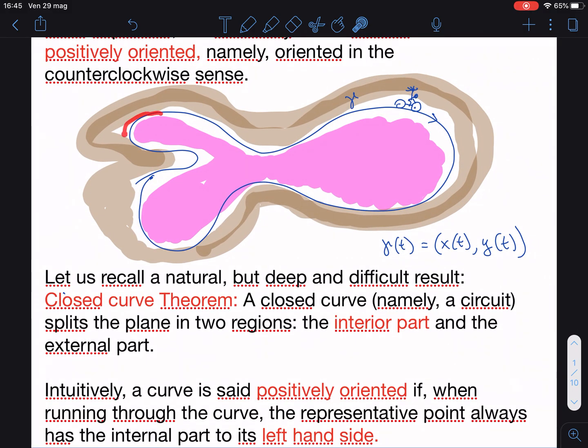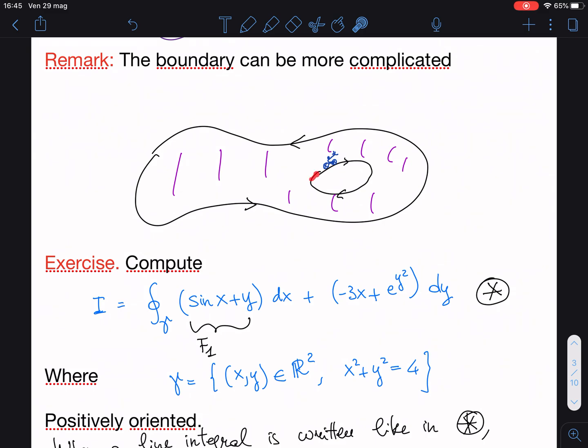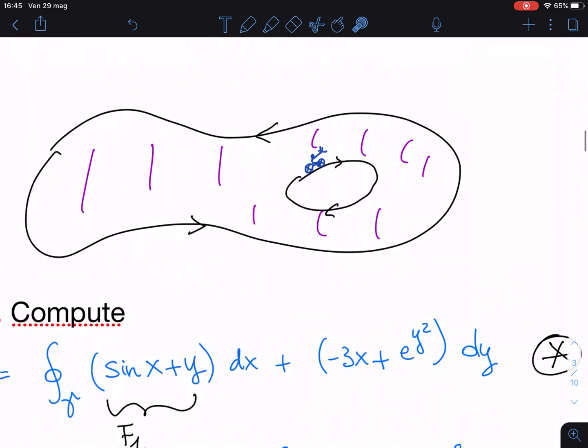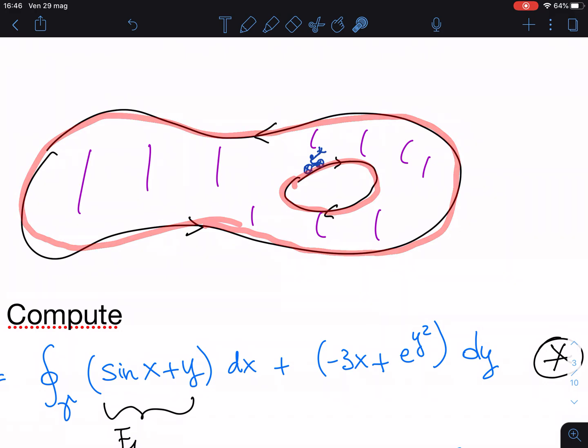This means if the region has no holes, you are running on this curve in the counterclockwise sense. Vice versa, if it has some holes, around the holes you are going in the clockwise sense, because think always of your left hand side in order to fall inside the region. Since this delimits not the region but a hole in the region, then you have to move clockwise here. So clockwise here and counterclockwise here. Okay, this is positive.